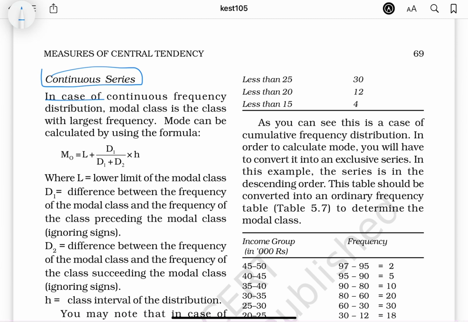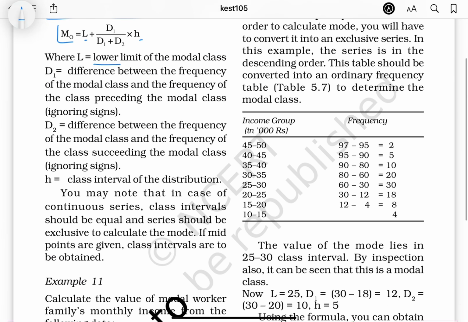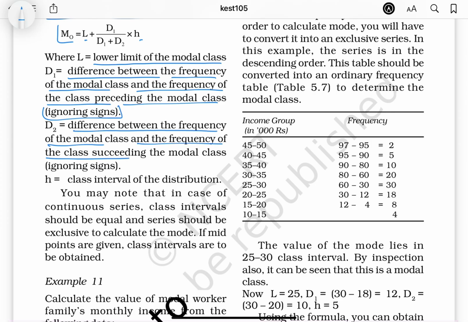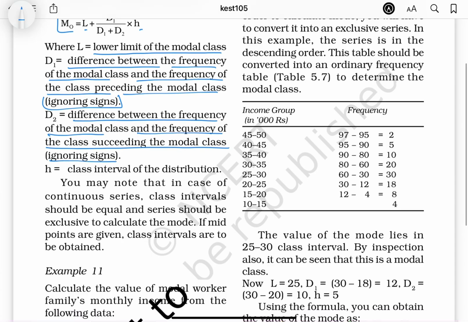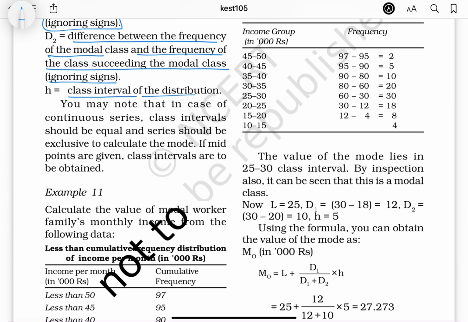Continuous series. In case of continuous frequency distribution, the modal class is the class with the largest frequency. Mode can be calculated by using the formula: Mode = L + D1 divided by D1 plus D2, into H, where L is the lower limit of the modal class, D1 is the difference between the frequency of the modal class and the frequency of the class preceding the modal class, ignoring signs. D2 is the difference between the frequency of the modal class and the frequency of the class succeeding the modal class, ignoring signs. H is the class interval of the distribution.